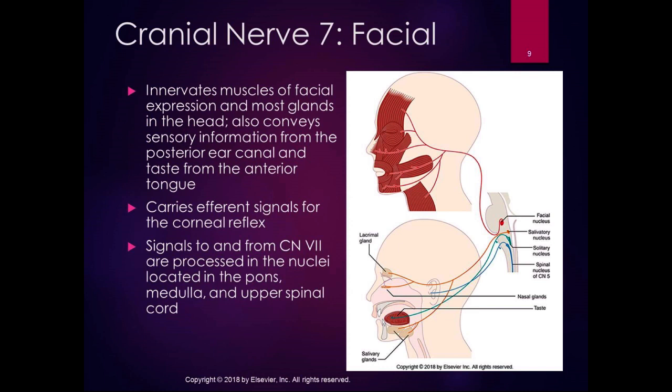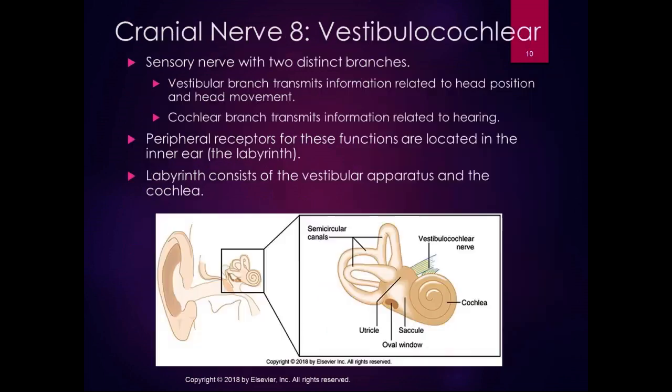Facial nerve also carries efferent signals for the corneal reflex, and they're all taken to the brainstem and processed in the pons and medulla and the upper spinal cord. So mixed facial, motor, and sensory.